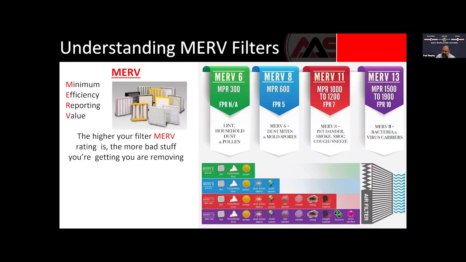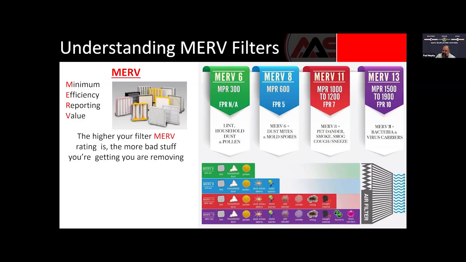So MERV 6 will get your lint, household dust, and pollen. Your MERV 8 will add any dust mites and mold spores. Your MERV 11 will capture pet dander, smoke, smog, and sneeze. And then your MERV 13, which is one of the highest ratings you'll probably get on a filter that's not HEPA, will actually filter bacteria and virus carriers, not the virus itself, but the carriers. So that's what's most important. So everybody asked me, well, why don't we just all put MERV 13 on our units?